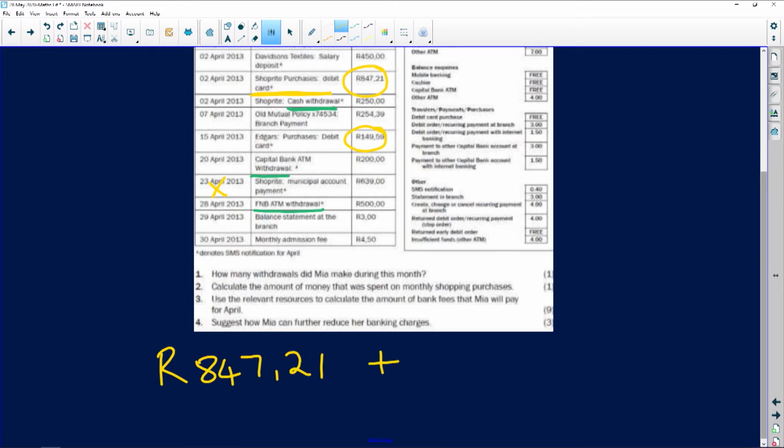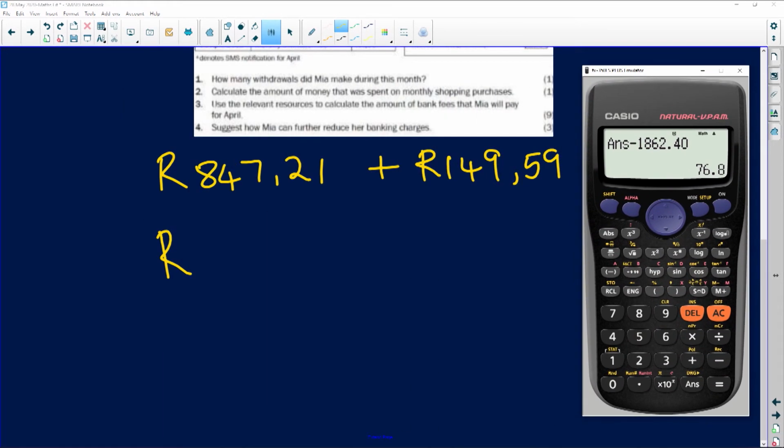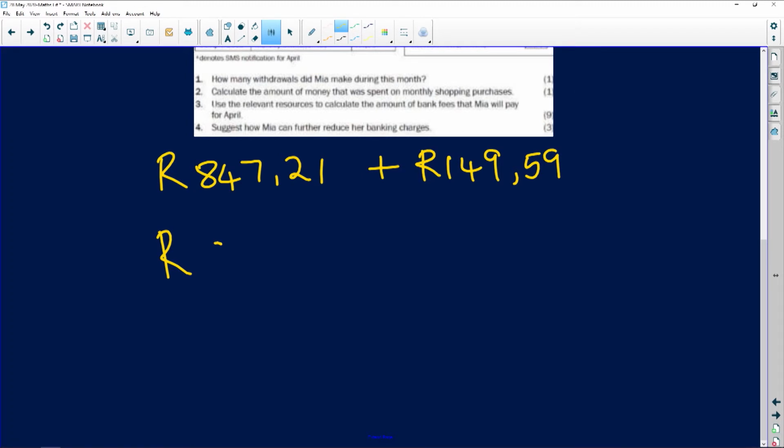So we are going to say 847.21 plus, because we want the total, 149.59. Let's see how much this is going to be. 847.21 plus 149.59 gives us 996.80 cents. So we've calculated the amount that they wanted.